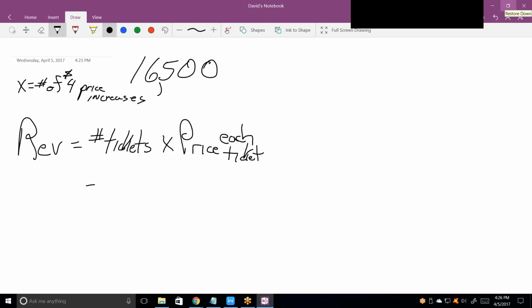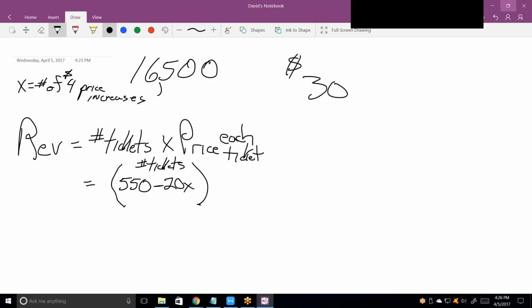First of all, my total revenue is the number of tickets sold times the price. Well, I can now know that the number of tickets sold is 550 minus 20 times x. Because notice that if x is 0, my ticket price is still $30. I haven't increased it at all, and I would sell out all 550 tickets. But if x were 1, if I decided to make the tickets cost $34, then I'm going to sell 20 fewer tickets. And if x were 2, meaning I'm going to make the tickets priced at $38, I'm going to sell 40 fewer tickets.